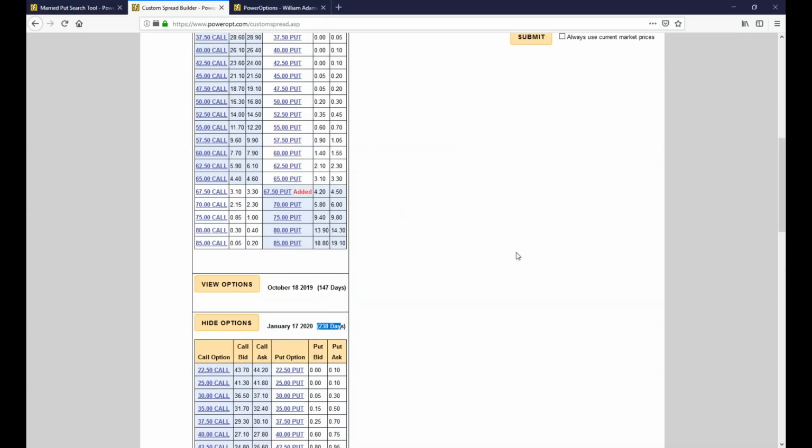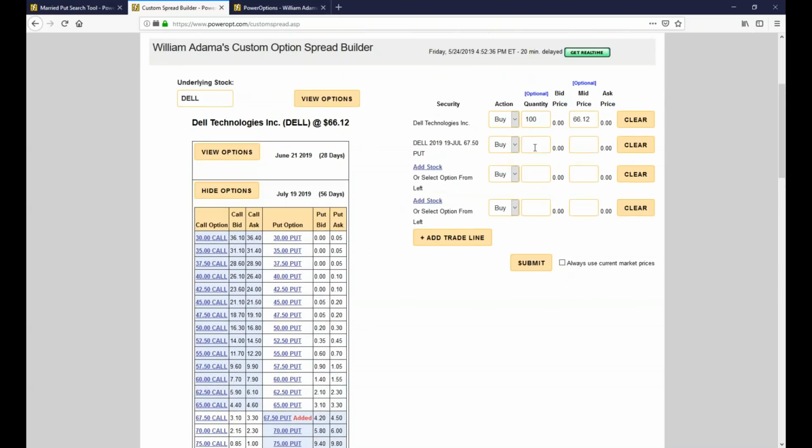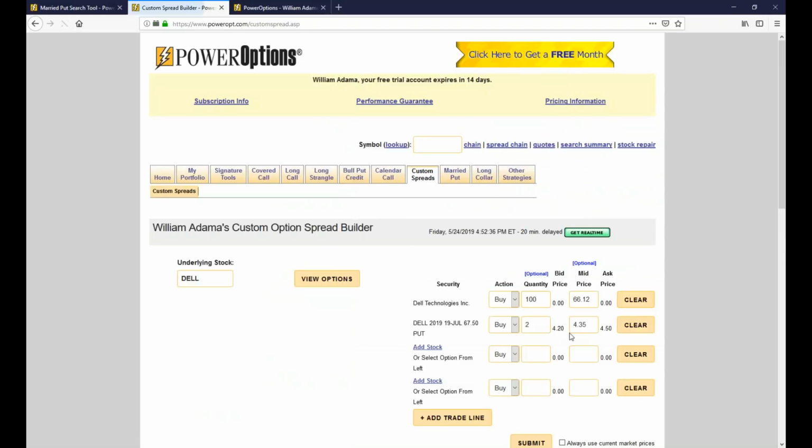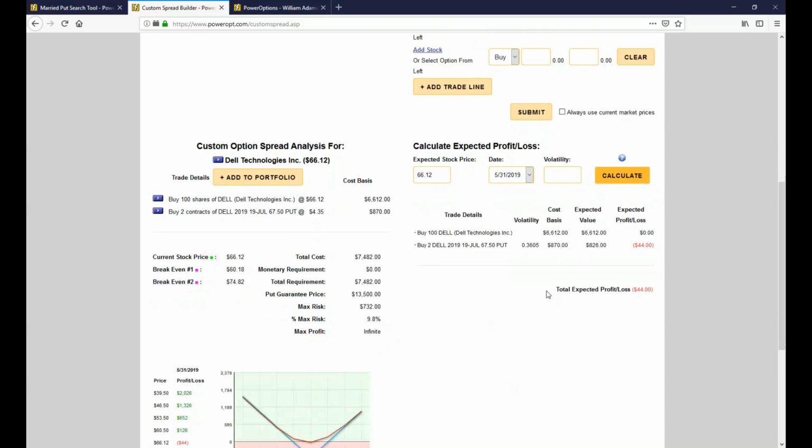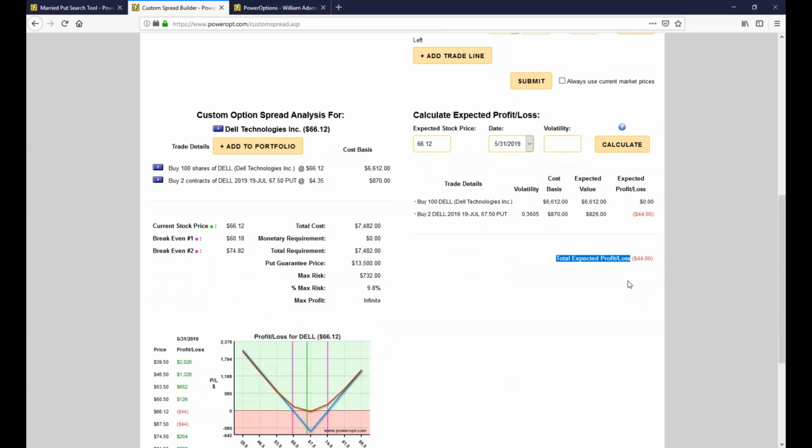Okay, but that's all right. So we put in our price about 435. We're going to buy 2 July 67.50s for only 435 a piece instead of the 730. Risk is only 9.8%. Implied volatility is at 0.3605. What happens on May 31st if the stock stays right around 66.12? Hey, a loss of only $44. Based on an implied volatility of 0.36.